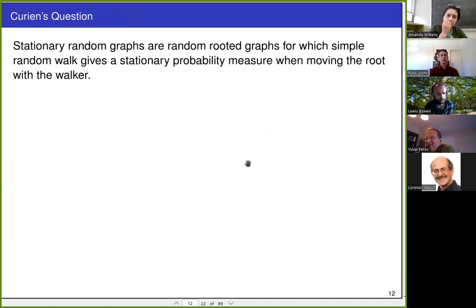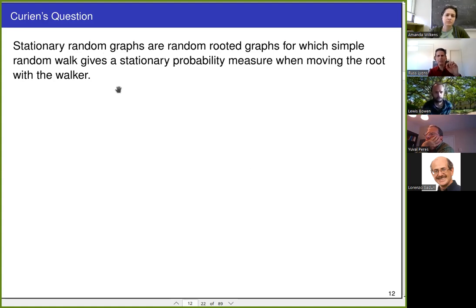Okay, so Nicolas Curien asked the following question. He was considering what turns out to be a somewhat more general class of random rooted graphs. Remember, the unimodular ones have this property that if I bias the probability measure by the degree of the root, it becomes stationary for simple random walk. But those are not the only random rooted graphs which are stationary for a simple random walk. The ones that are, we call stationary random graphs.